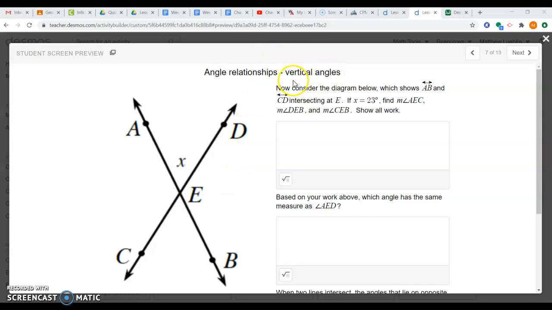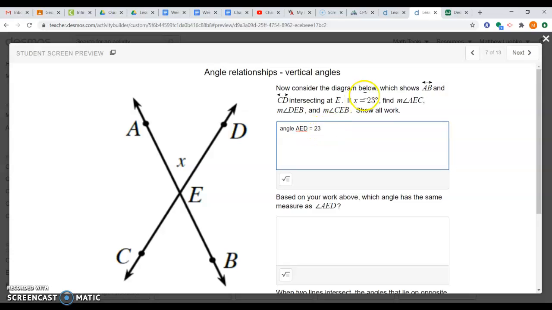All right, here is some further explanation about the angle relationship, vertical angles. We're going to look at this diagram here. At this point, we should know supplementary angles, how to find them, and complementary angles. Let's look at the first part. Line AB is intersecting line CD, and it's telling me that angle AED is equal to 23 degrees.